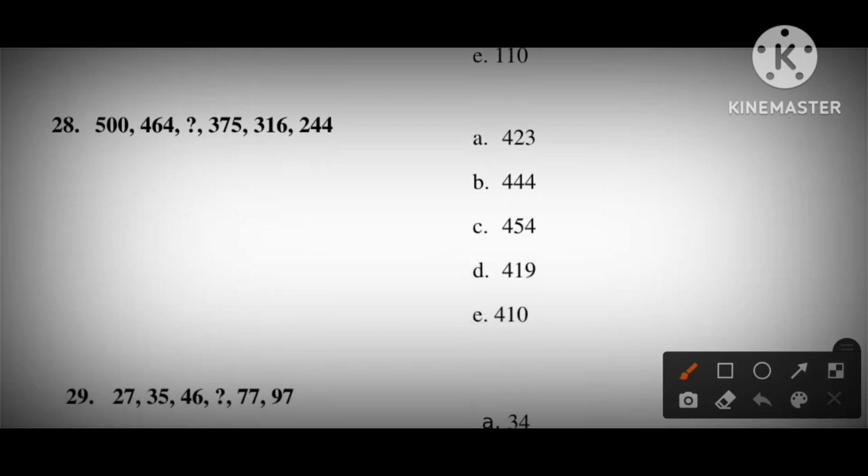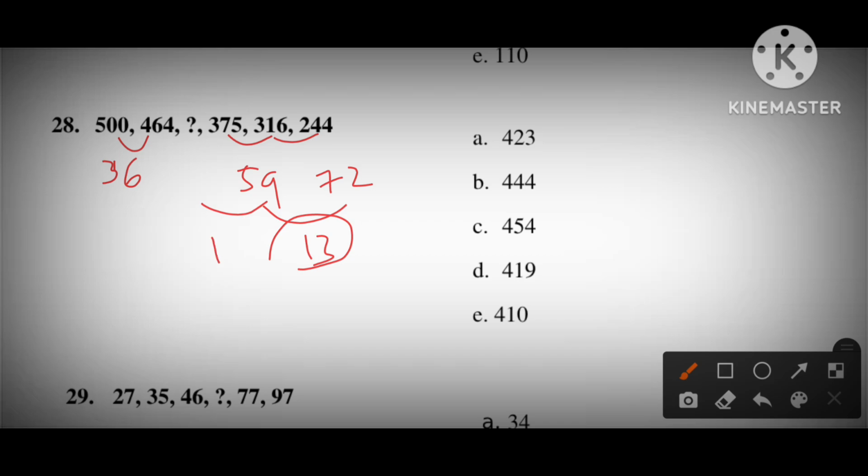Now third question. Here we see a difference of 36. Here we see a difference of 59. Here we see a difference of 72. Okay, let's see double difference. Here the double difference is 13. It is a prime number. Let's take the next previous prime number, which is 11. So it must be 48. So the difference between these two is 48.